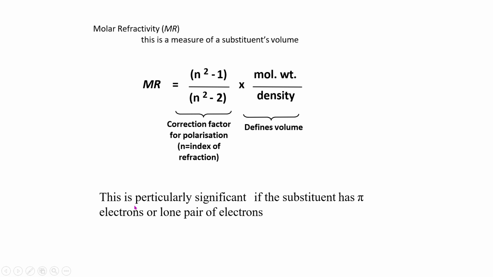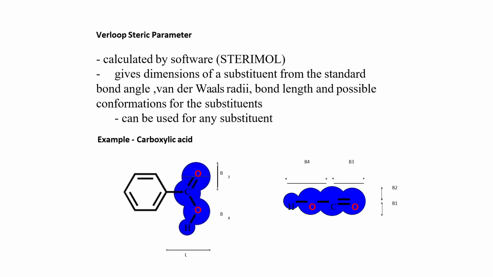Now, measuring the steric factor involves how substituents are polarized. So this is particularly significant if the substituent has pi electrons or lone pairs of electrons. While measuring the molar refractivity, it is significant if the substituent has the presence of pi electrons or lone pairs of electrons.